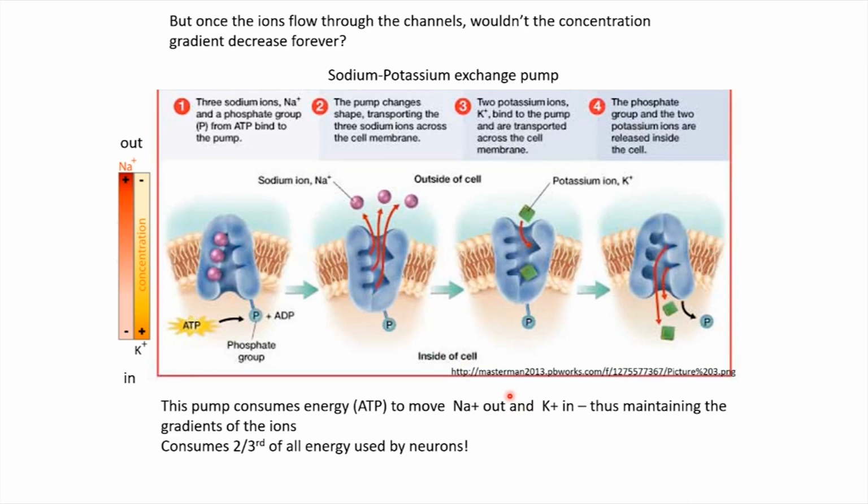Now, this is not the only type of pump that is present. There are many other pumps that move different ions across their concentration gradient. There is a pump for calcium ions, there is a sodium calcium exchange pump, and so on. All these pumps work together to maintain the gradients. So far we have seen the basic molecules that make the generation of electrical activity possible in neurons.